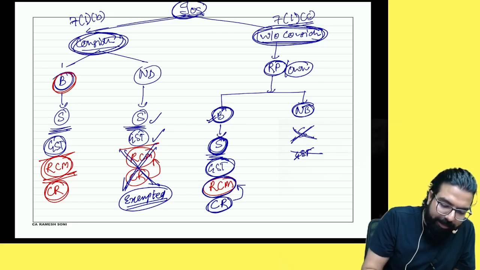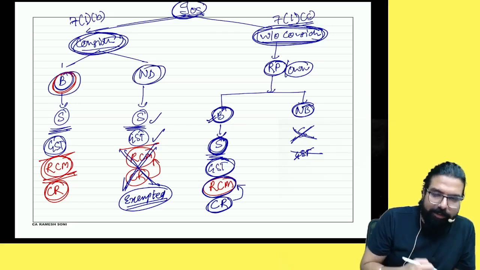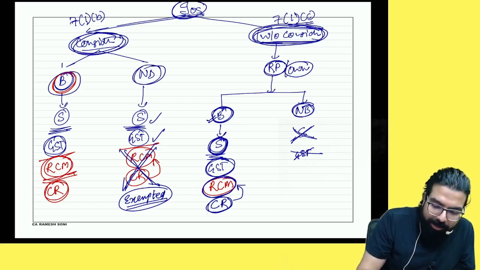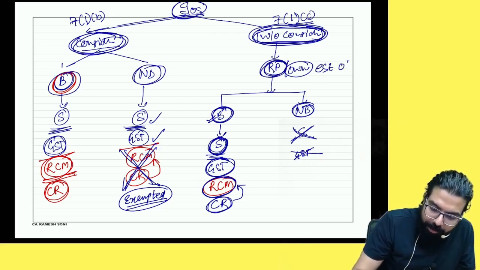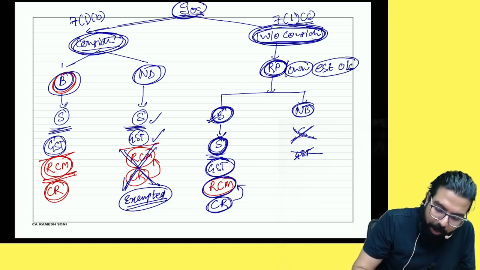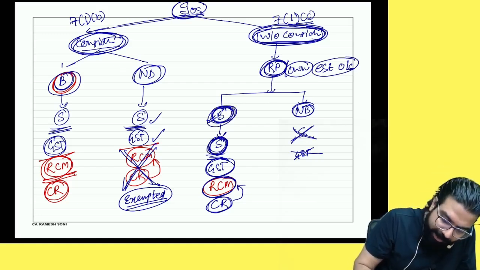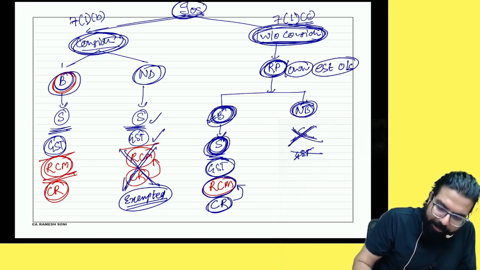For a consideration, business is also supply, non-business is also supply. Without consideration, only from a related person or from outside India, for business, then only it is supply. Non-business will not be a supply.